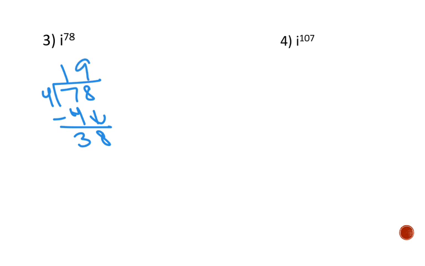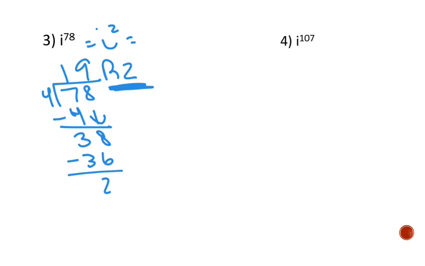Okay, example 3, we have i to the 78th. Same thing, you take your exponent and divide it by 4. So 4 into 78. 4 goes into 7 one time. 1 times 4 is 4. 7 minus 4 is 3. Bring down your 8. 4 goes into 38 9 times. 9 times 4 is 36. And our remainder is 2. So 19 remainder 2. If you look at your chart, a remainder of 2 means that i to the 78th is the same thing as i squared, which is equal to negative 1. Remainder of 2 is negative 1.